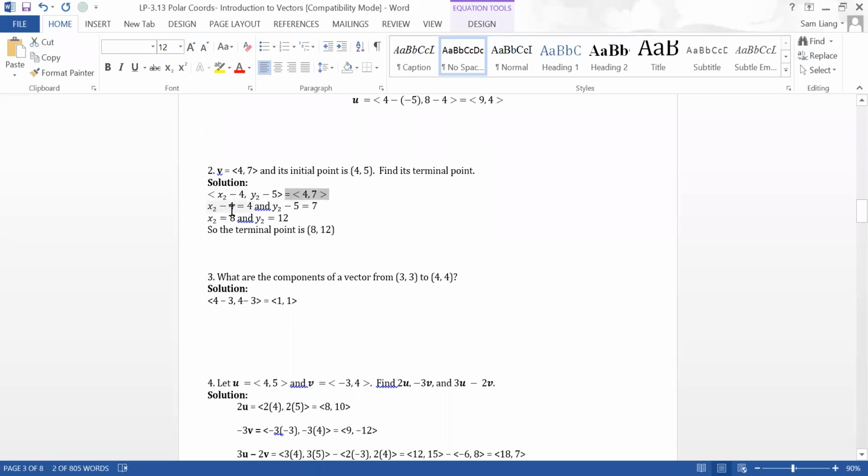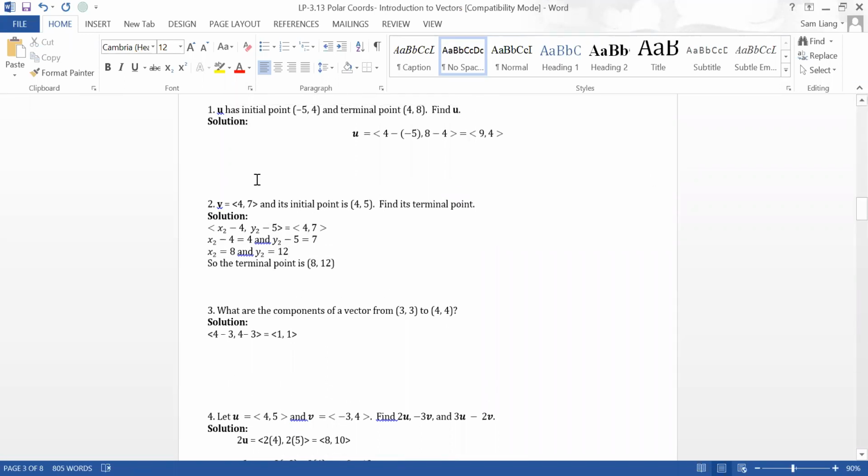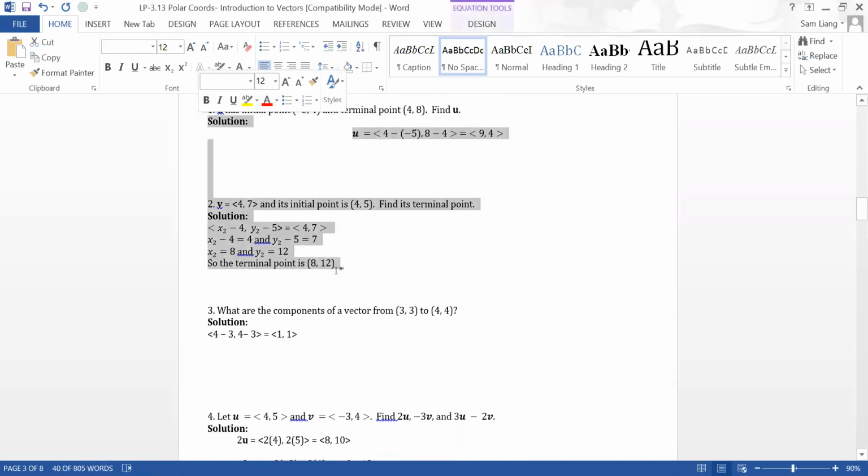So we get x2 equals 8, adding 4 to both sides. And then y2 equals 12 after you add 5 to both sides. So x2 equals 8, y2 equals 12. Therefore, the terminal point for this vector is 8, 12. Okay. All right, so make sure you have this down in your notes.